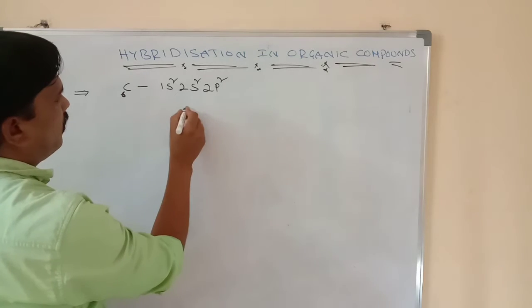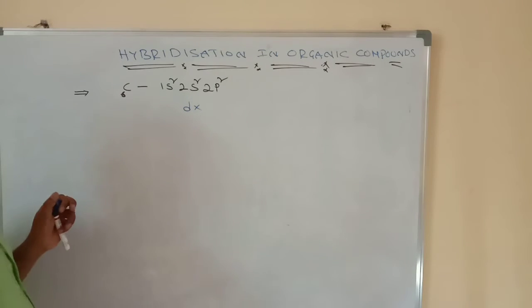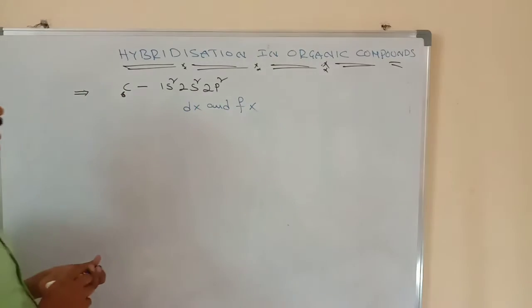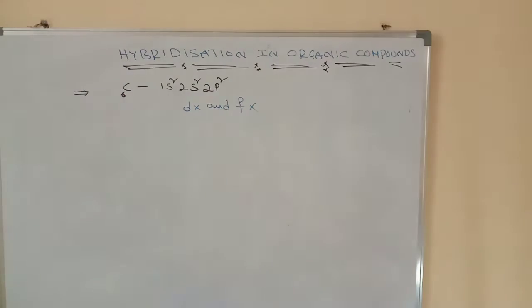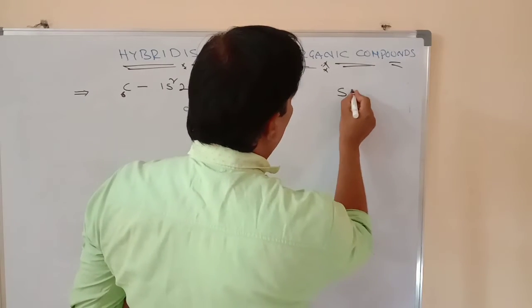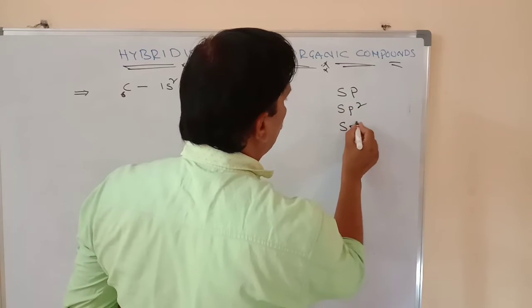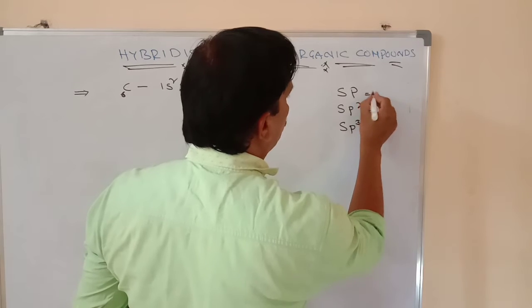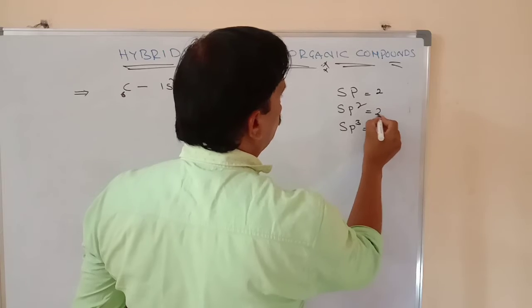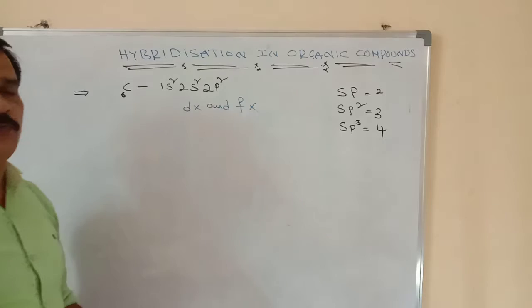So carbon compounds do not follow d orbital hybridization and f orbital hybridization. Generally carbon compounds undergo only sp hybridization, sp2 hybridization, sp3 hybridization. sp means the sum of powers equal to 2, sp2 means the sum of powers equal to 3, sp3 means the sum of powers equal to 4.